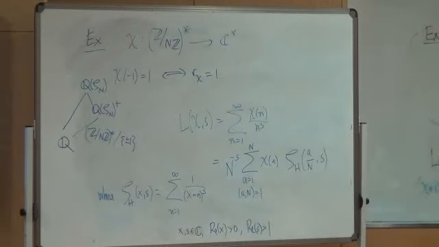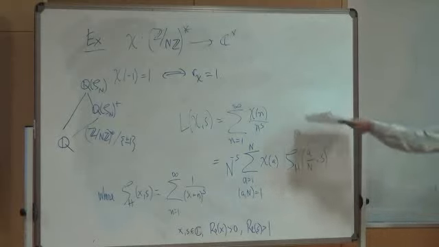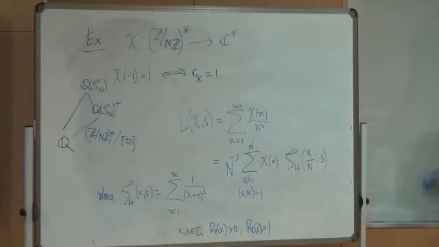Okay. So this is just a simple change of variables. You see, just grouping together the terms that appear here by what they are mod n, you get that formula. So now what I'm going to do is look at the value of this at s equals 0.